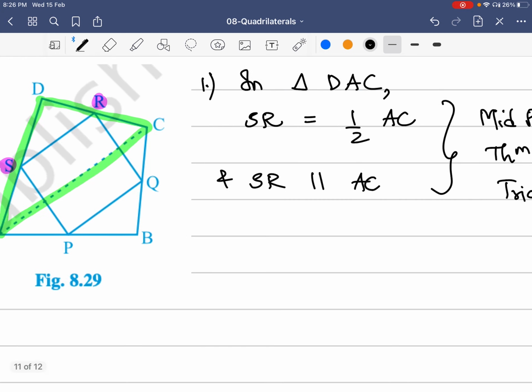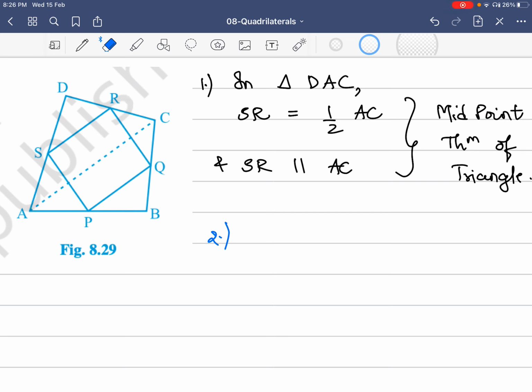Similarly, let me zoom out. Very similarly, the exact thing applies to the other half of the quadrilateral, which is triangle ABC. In this triangle ABC, again P and Q are the midpoints of the two sides AB and BC, which means the line joining the midpoints, PQ, will be parallel to the third side AC and PQ will be half of AC. Once again, this is a straightforward application of the midpoint theorem of a triangle.